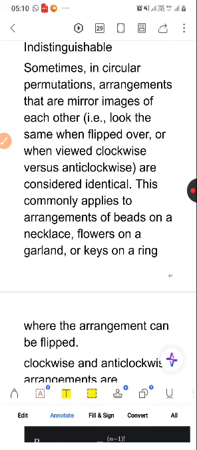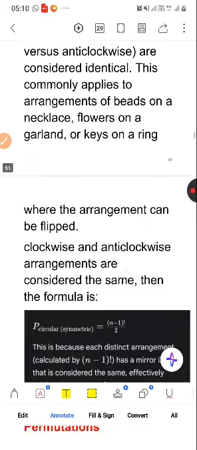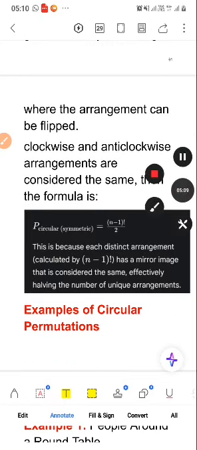Did you rotate it clockwise or anti-clockwise? Because it is at the same position. So in this case, we say they are not distinguishable, and it is mainly based on that.